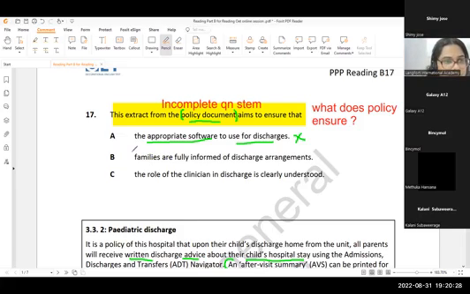What do you guys think? Okay, might be, right? They do mention families a lot, but let's wait. Let's look at the last option as well. Sangeeta, the last option.